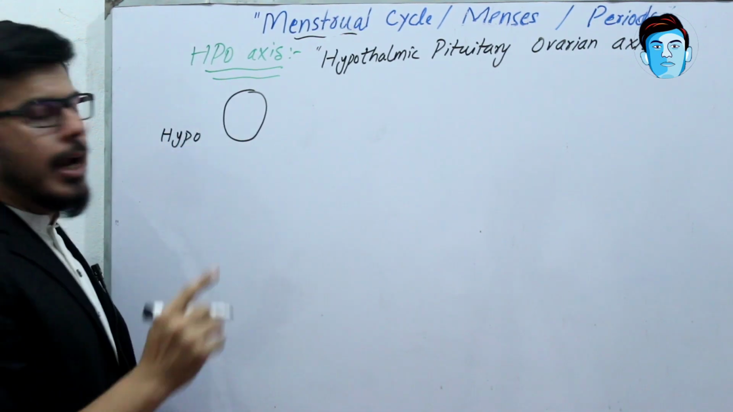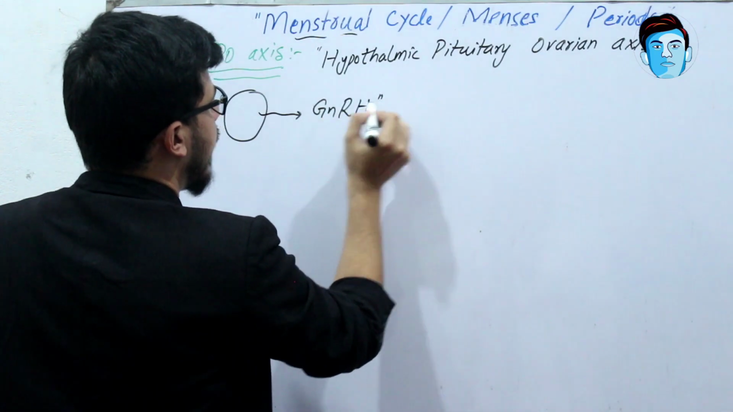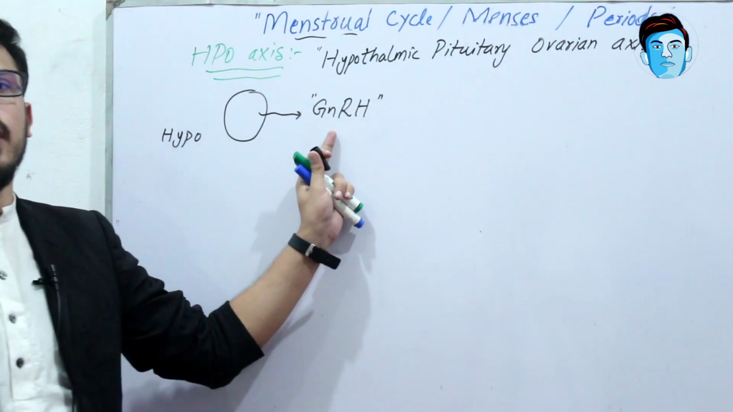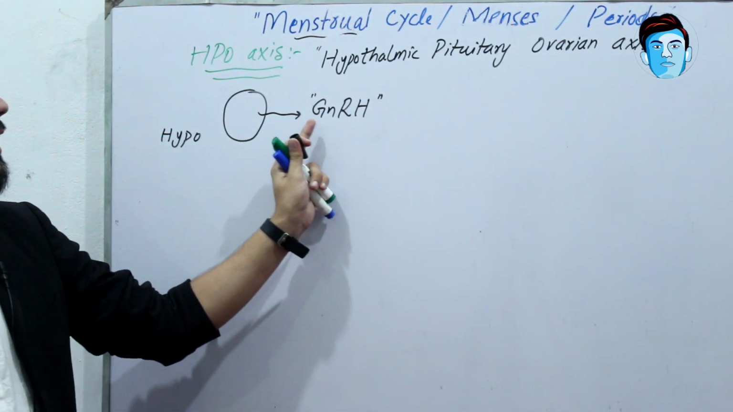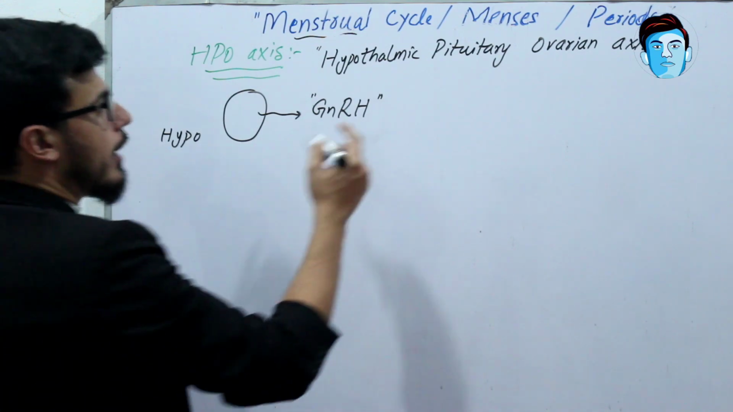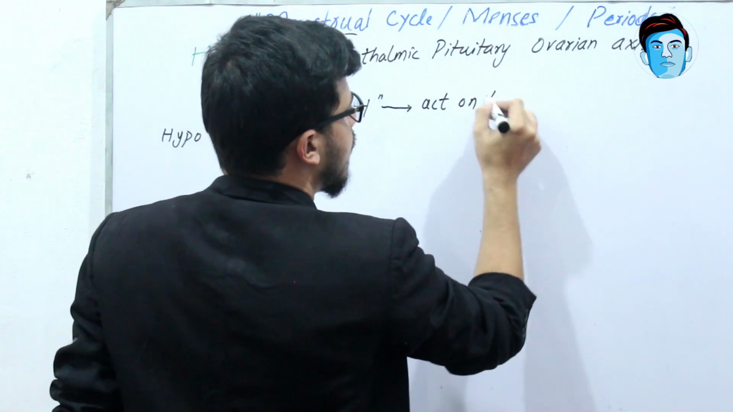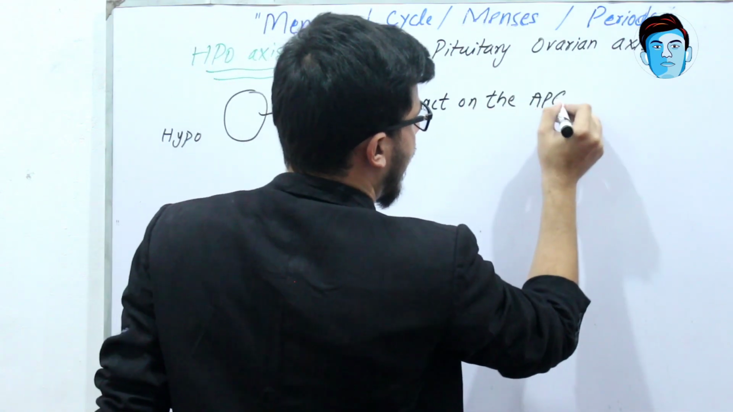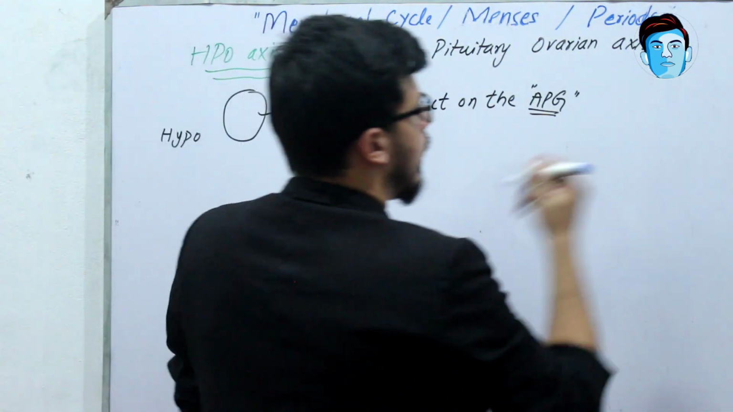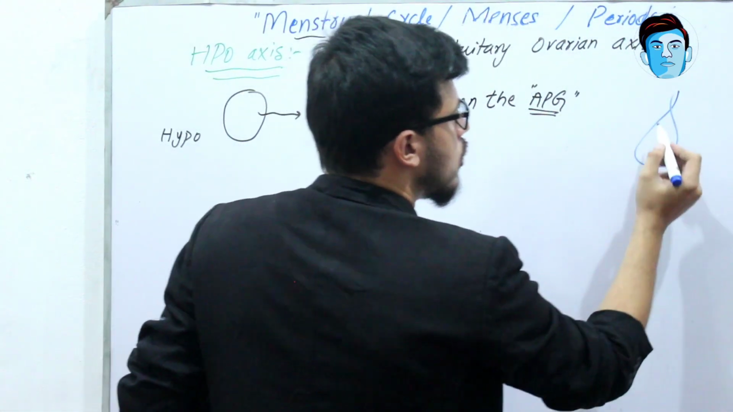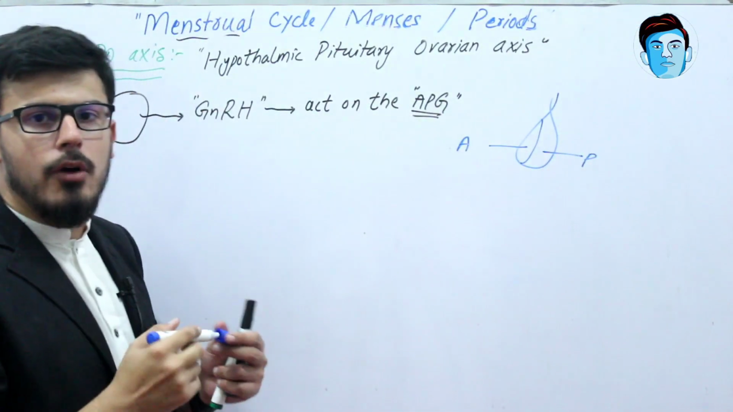Now the hypothalamus secretes a specific hormone called GnRH, which stands for gonadotrophin releasing hormone. This GnRH acts on the anterior pituitary gland. As you know, if this is the pituitary gland, there is an anterior lobe and a posterior lobe of the pituitary gland.